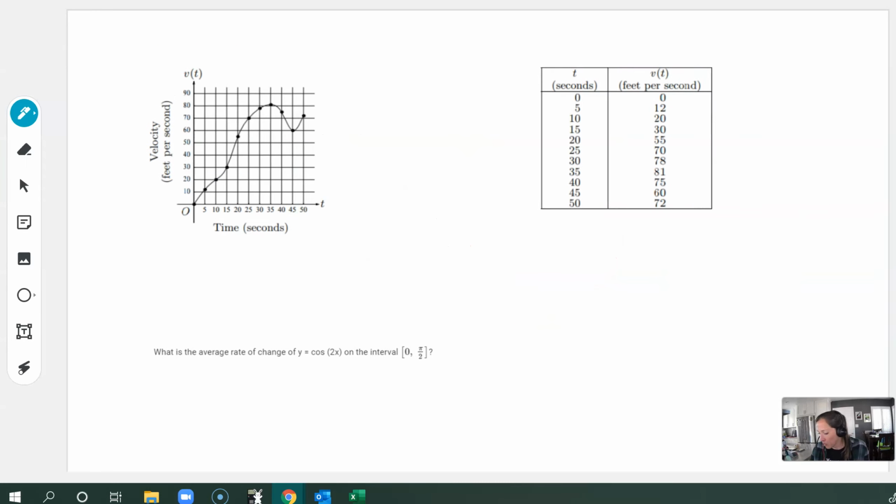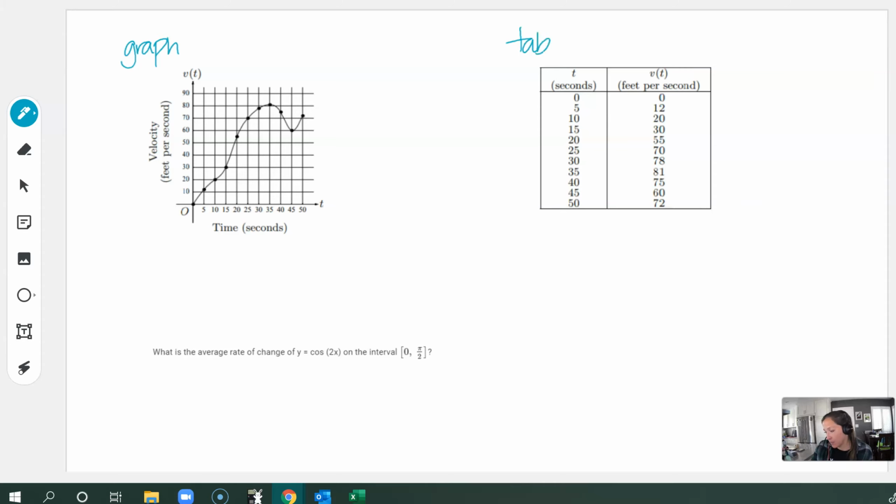So there are three ways, well, four really, but three ways that we are going to talk about or display functions. We're going to see them graphically. We're going to see them in a table, which you'll sometimes hear called numerically. And then we will also define them algebraically, which is with their formula. So three different ways to talk about a function.